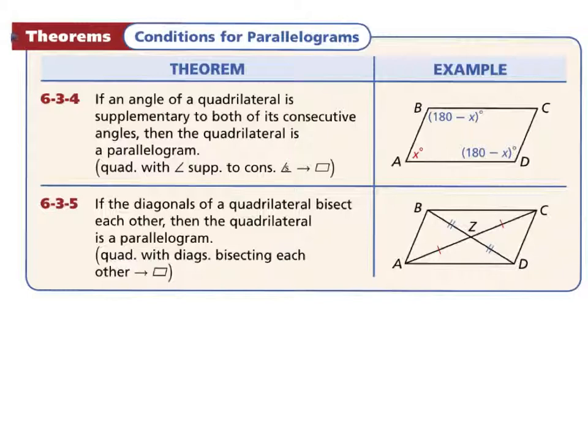And here are a couple more. If an angle of a quadrilateral is supplementary to both of its consecutive angles, that's important. It's not just one. So for example, if you have x here, and it's supplementary to both this consecutive angle and this consecutive angle, then it's a parallelogram. And lastly, if the diagonals of a quadrilateral bisect each other, then the quadrilateral is a parallelogram. Now I've given you 5 things. You only need to prove one of those 5 in order to prove that something is a parallelogram.